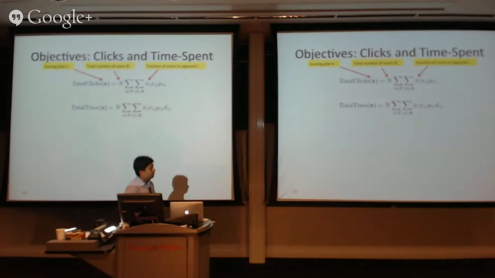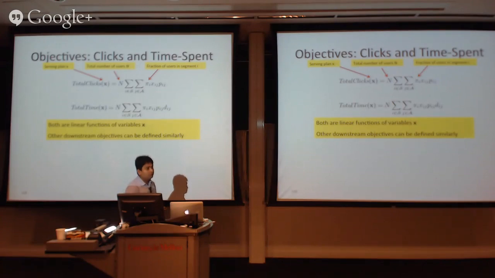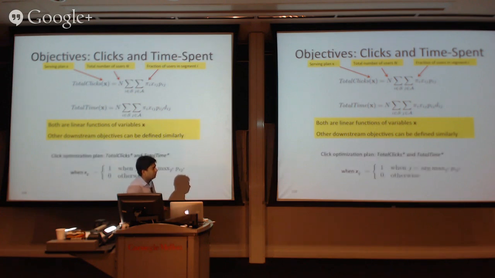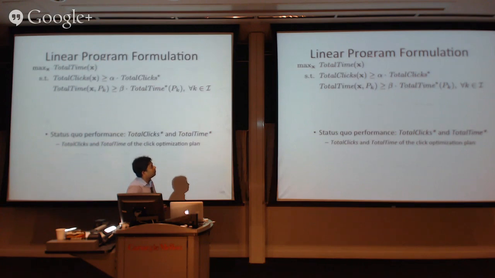You just multiply that with the expected time spent and you get the total time spent, right? So these are the two parameters, and both are linear functions of your design parameters. So you can also add other linear constraints as well, right? And so this is what you want to do.